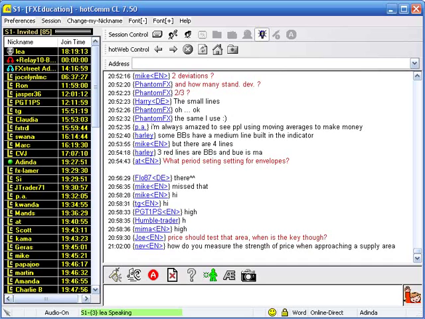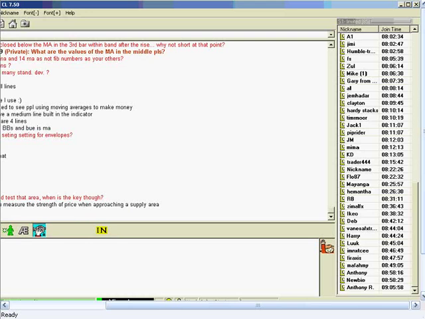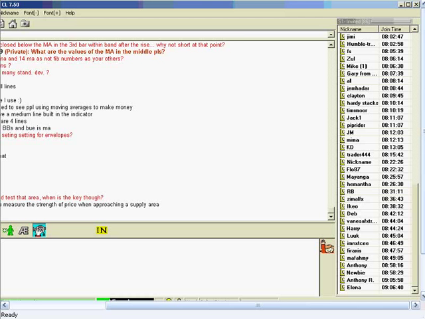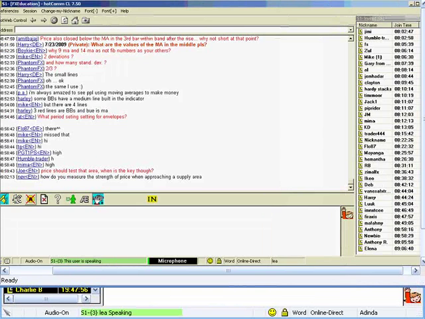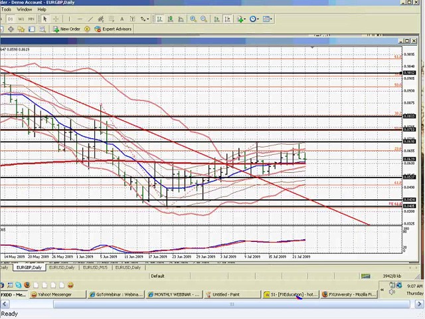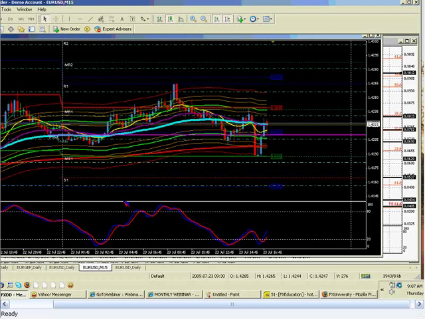How do I measure the strength of price when approaching a supply area? Very good question. I appreciate that. The strength of the price I measure by switching to a smaller time frame and looking at how much covering there is. And you're talking about supply, so that would be resistance. So how much short covering of long positions at the supply area? Okay? And I really like that question. That's very good. So let's go to 15 minutes.